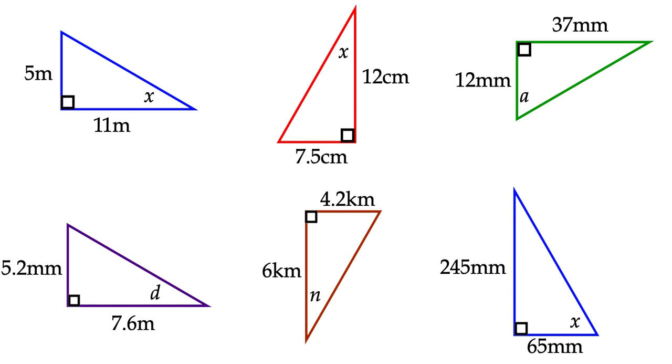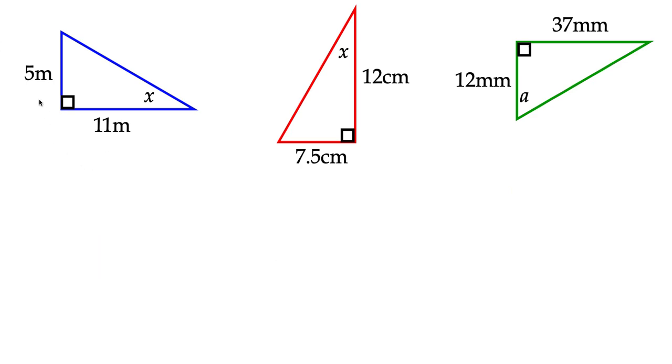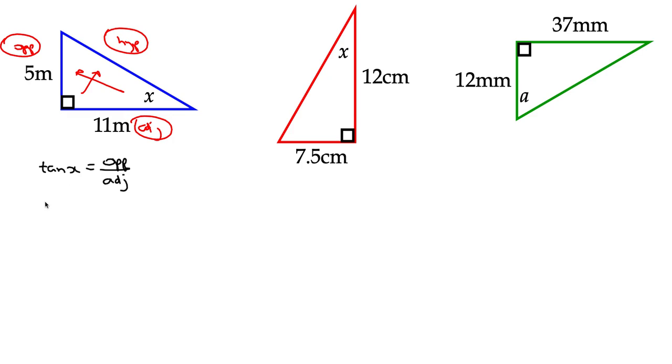Okay, so hopefully you've done at least the first one. Let's have a look at that. So we've got hypotenuse, opposite, and adjacent. And we're using the tan ratio. Tan x equals opposite over adjacent. So in this particular triangle, the blue one, the angle is marked x, so we keep tan x equals, the opposite is 5, adjacent side is 11, so I've got 5 divided by 11.